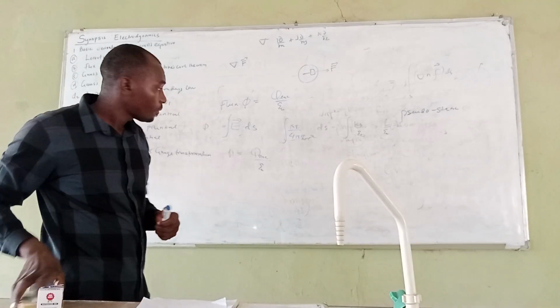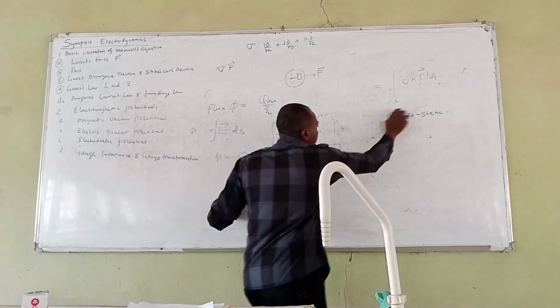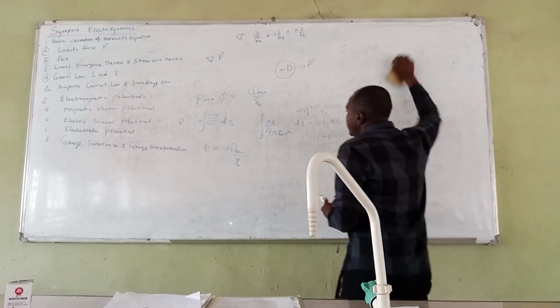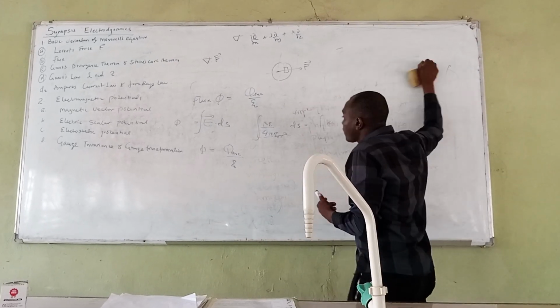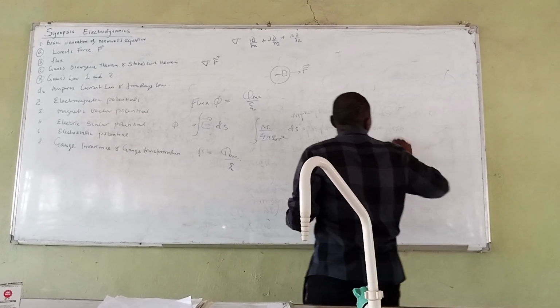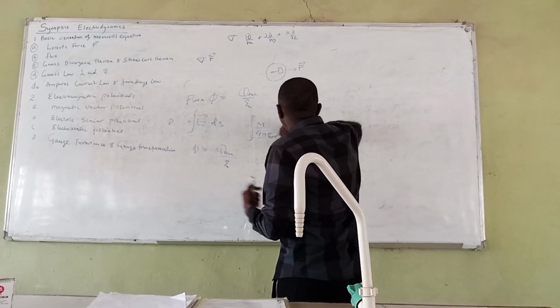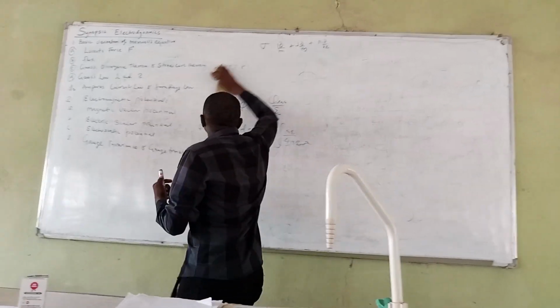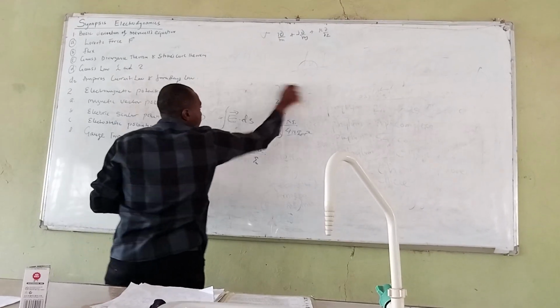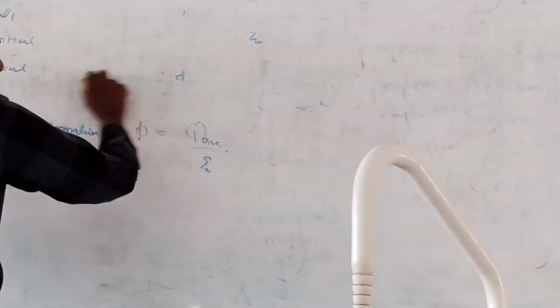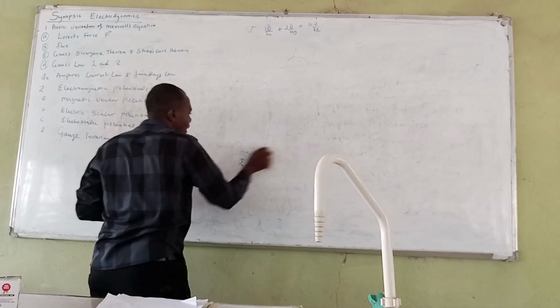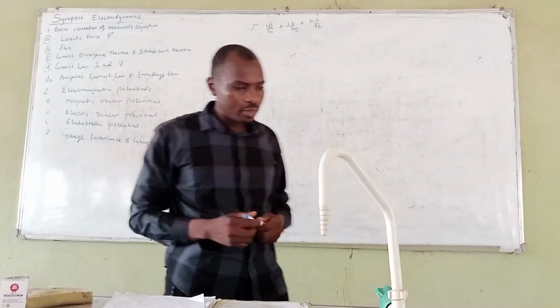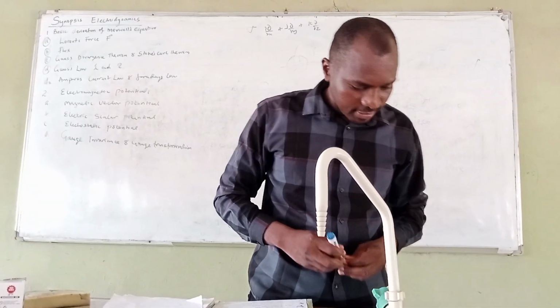Over permittivity. I need questions now from you so that we proceed. Any question? No question. You're supposed to have questions now so that I will know that something is happening.